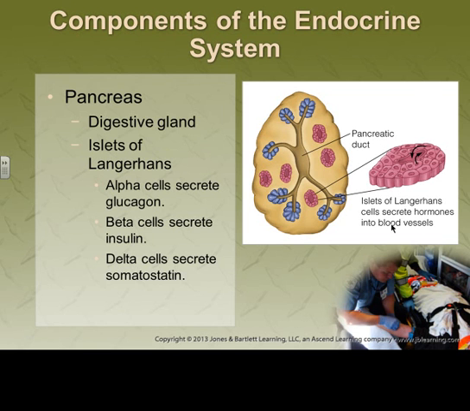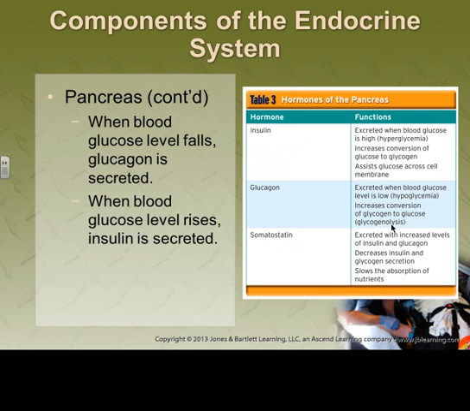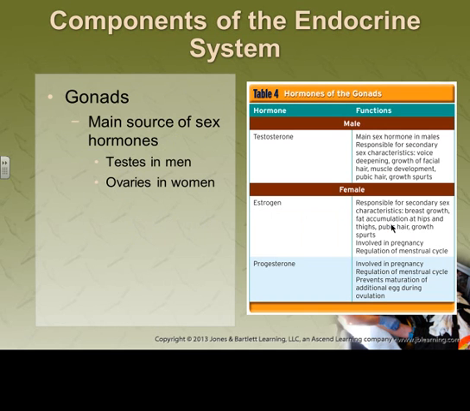What does insulin do? Right, it's the only way that glucose can get into the cells, right? It has to increase the cellular permeability to allow for the glucose to get into the cells. Somatostatin is excreted with increased levels of insulin and glucagon. Decreases insulin and glycogen secretion and slows absorption of nutrients. Then your gonads, it's where your sex hormones are created. In your males, your primary is testosterone, and your females, estrogen and progesterone.